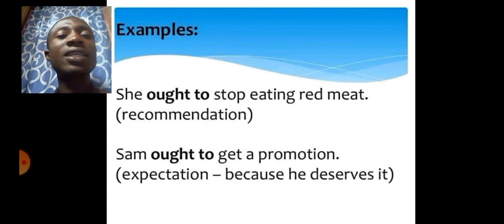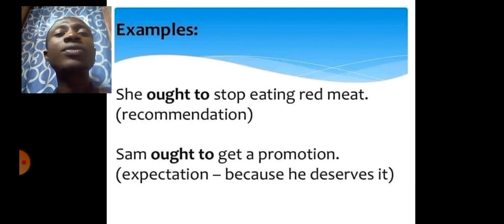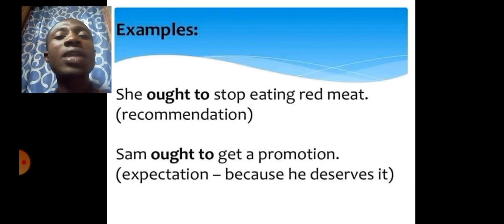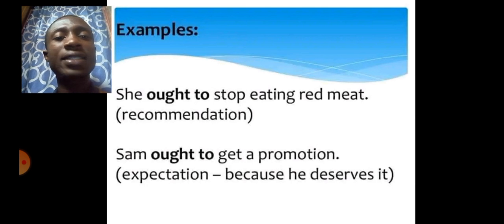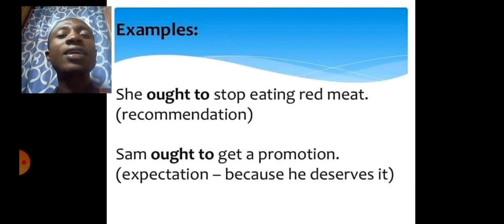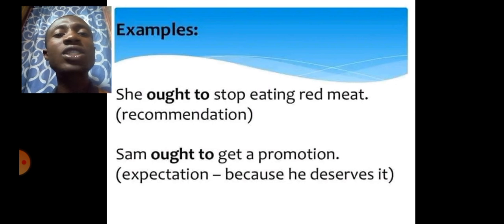Now, having known that, let us consider the use of ought to. Ought to is used to show a recommendation. Example: she ought to stop eating red meat. The above sentence shows a strong recommendation.